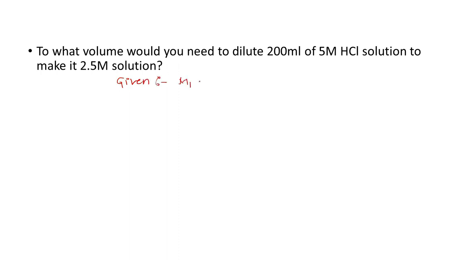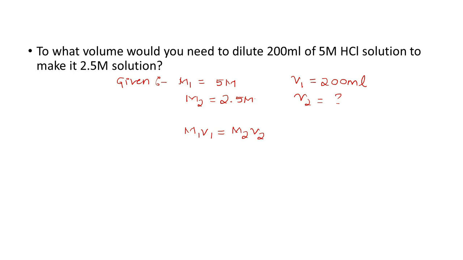M1 has been given, that is 5 molar, the initial concentration. M2 is the final concentration, that is 2.5 molar. Next, V1, the initial volume, is 200 ml. V2 we have to find out. To what volume do you need to dilute? That gives us the understanding that V2 has to be calculated. So M1V1 is equal to M2V2. Check for the units. M1 and M2 have the same units, molarity, and V1 is in ml.